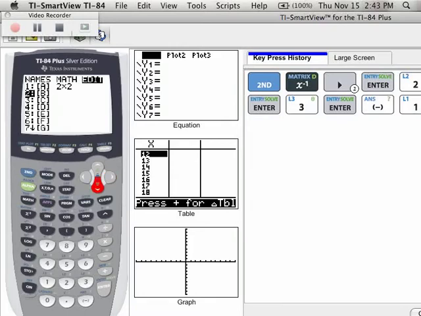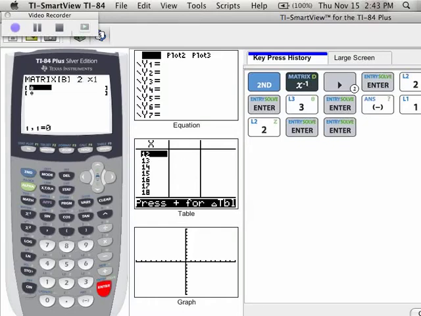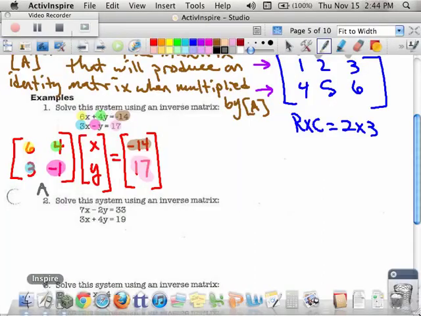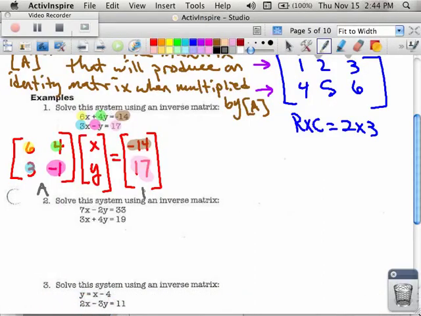So I arrow down to matrix B and hit enter, and this matrix has 2 rows and 1 column, so it's a 2 by 1 matrix. The first number was -14, and the second number was 17. And this is called matrix B.